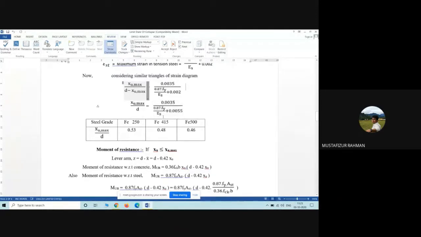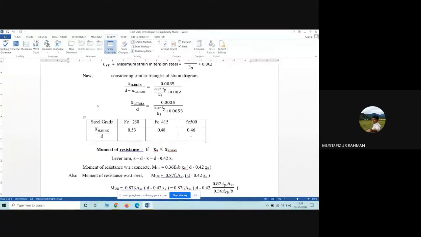Okay, now from here, since this is a ratio, Xu maximum by D is dependent on Fy. See, if Fy is 250, then Xu maximum by D is 0.53; for 415, 0.48; for 500, 0.46. Okay, so in your examination, you may get a question of 2 marks.